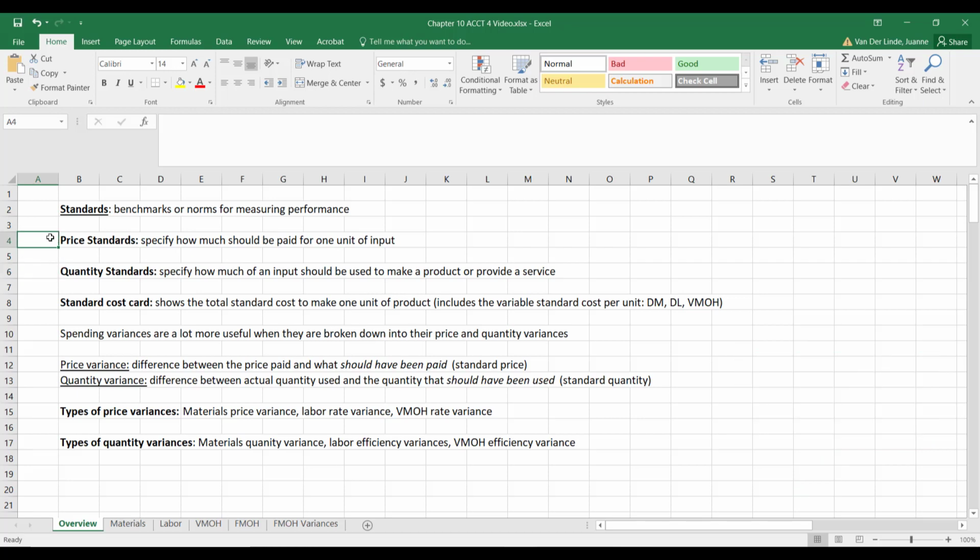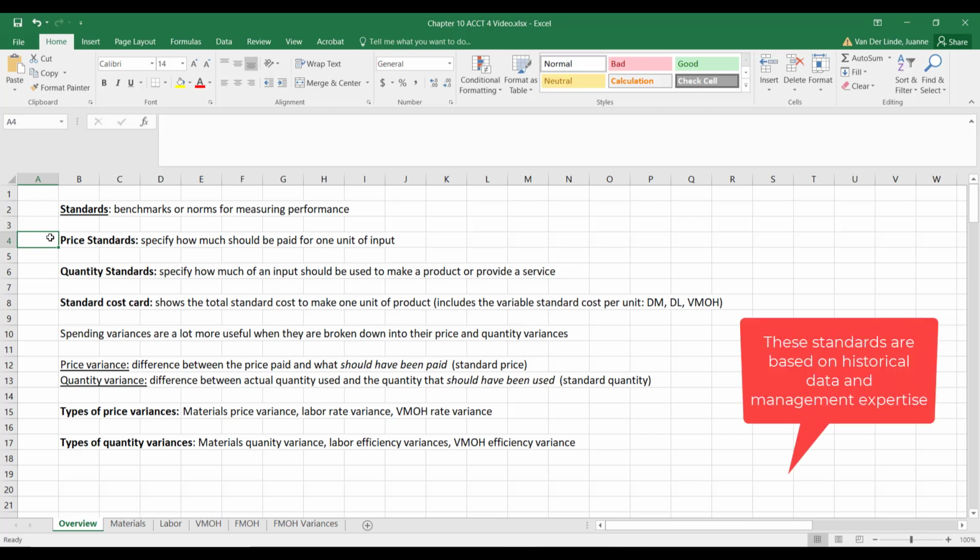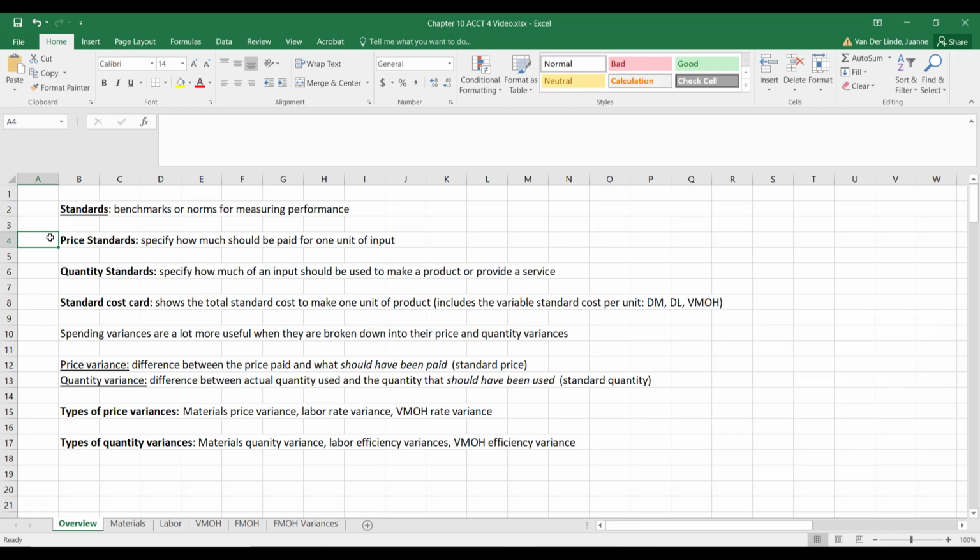A price standard specifies how much should be paid for 1 unit of input. When we're talking about materials, how much should we be paying for, let's say, 1 pound of material? Or in terms of labor, how much should we be paying for 1 hour of direct labor? And the same with variable overhead. Remember, overhead is often applied on the basis of something like direct labor hours. So a standard for variable overhead might be what cost we should be incurring for every hour of direct labor. In that case, we're talking about costs incurred as a result of that labor, not the labor rate, which is what we'd be talking about when specifically discussing labor itself.